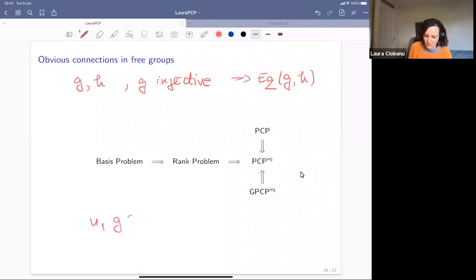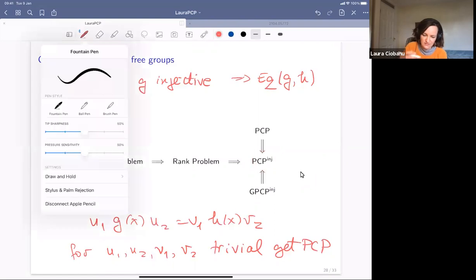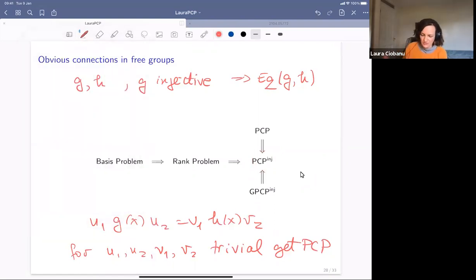Because you had U1 G(X) U2 equals V1 H(X) V2, but for U1, U2, V1, V2 trivial, of course you get PCP. Okay, so these are obvious things you can say. Of course, you can solve PCP for all maps. You can solve PCP for injective maps. But notice that if the maps are not injective, remember we said we can trivially solve things with that discussion about kernels and so on. So in fact, really, this is an if and only if.